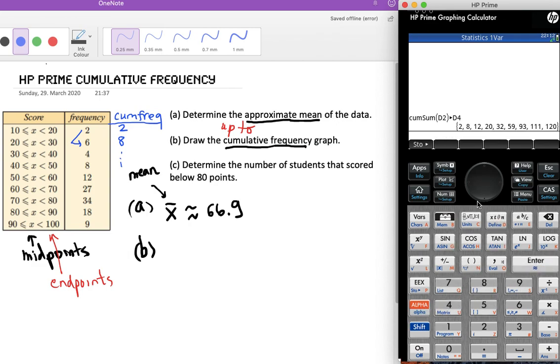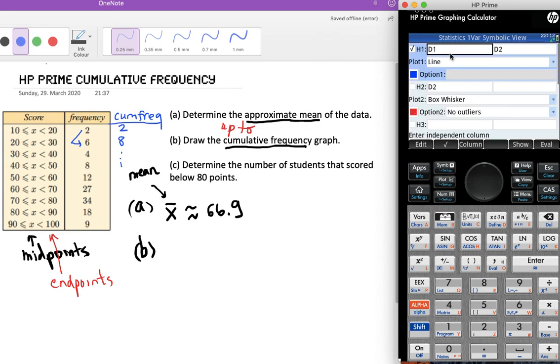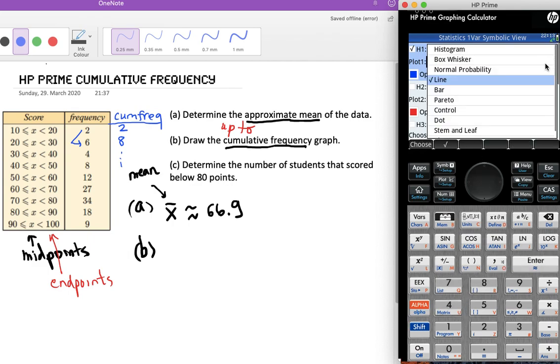All right, and look what happens. When you go now to this, you have your endpoints and you have your cumulative sum. Beautiful. So now we can make a cumulative frequency graph from this, okay? Let's do it. Let's go to our symbols. And now what we want is we want this to be D3. And we want this to be D4. And we're just going to make a line graph, okay?